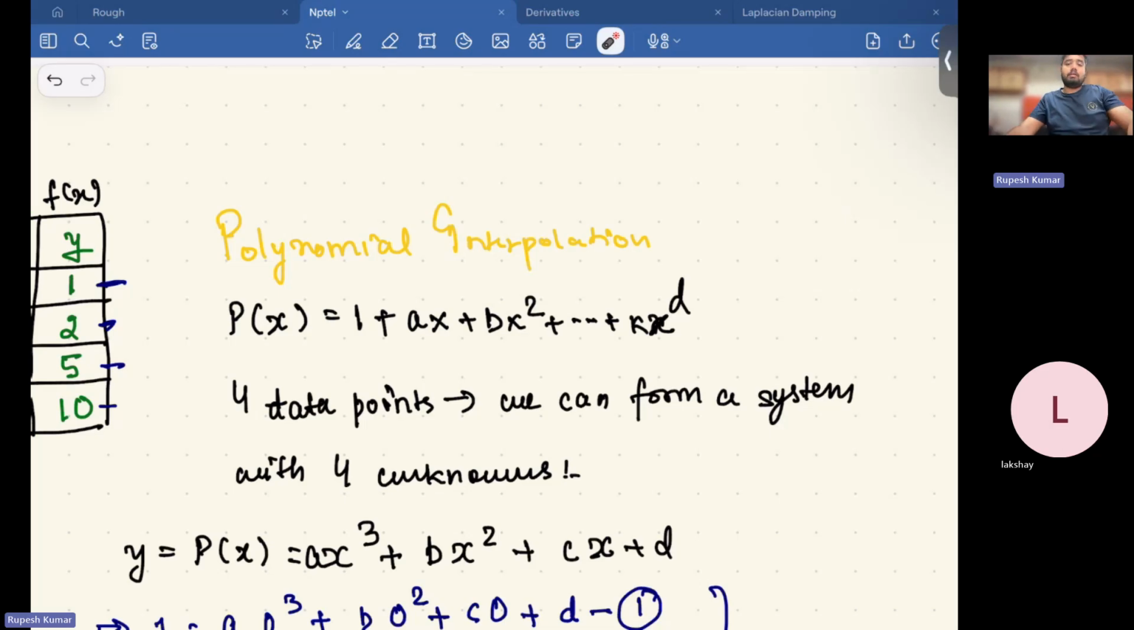If you pay a bit more attention on how this works and what kind of polynomial we should use, we can use the general expression for a polynomial of degree d. For a polynomial of degree d, we can write the polynomial as this: 1 plus ax plus bx squared plus up to k times x raised to the power d, right?